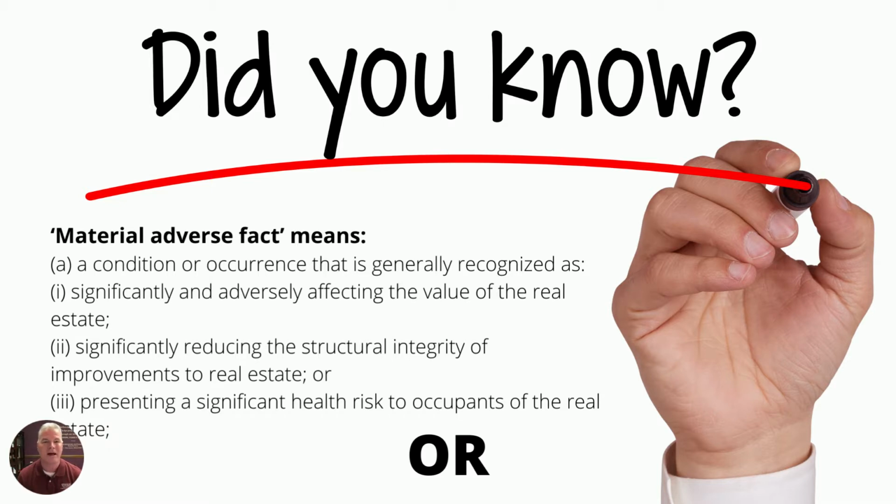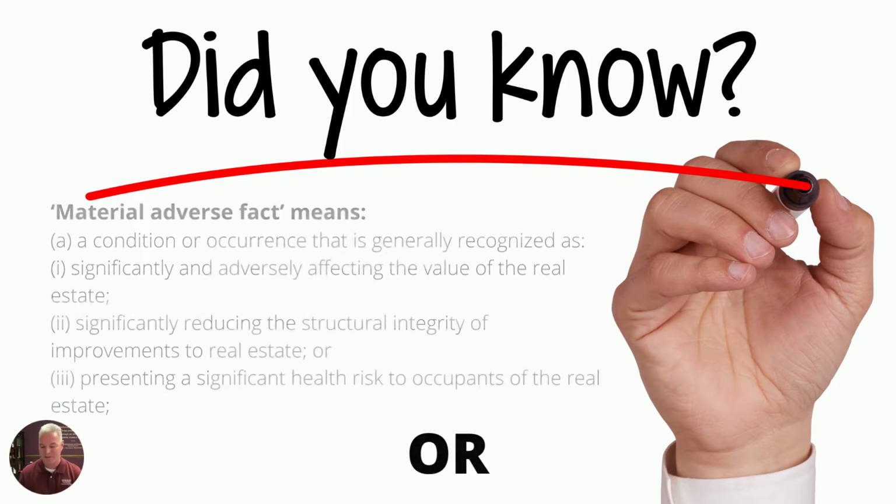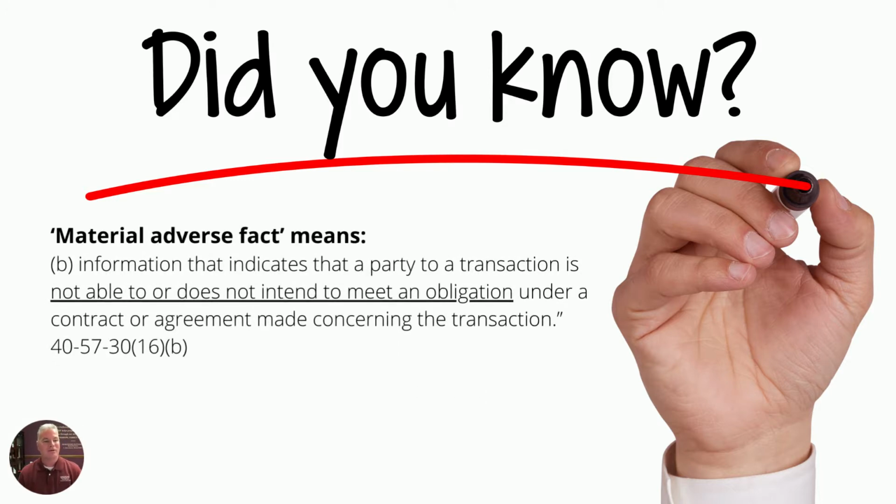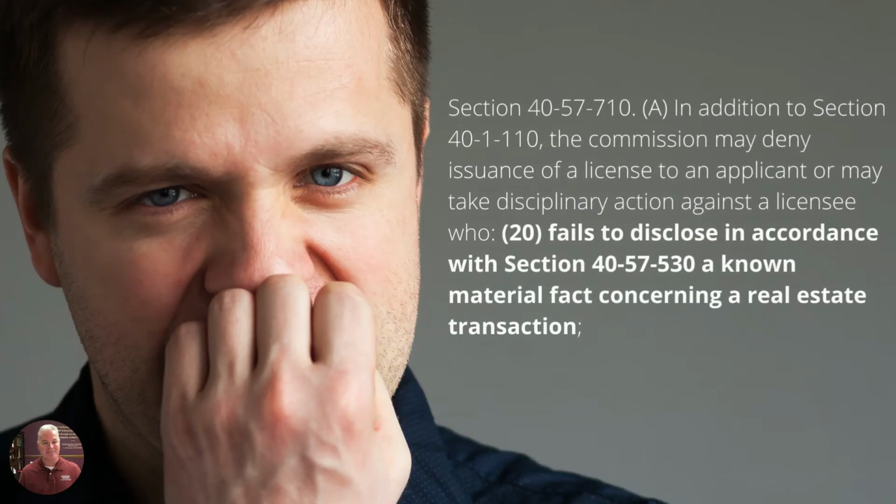Or, and this is the one that a lot of us don't necessarily know, a material adverse fact. Check this out. Information that indicates that a party to a transaction is not able to or does not intend to meet an obligation under a contract or agreement made concerning the transaction. Now, there's a lot to be said about that.